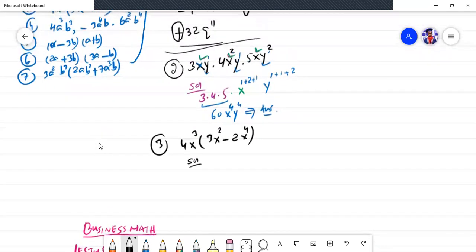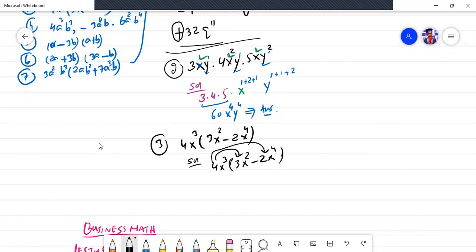Okay. So what is the solution here? 4x cube times the bracket 3x square minus 2x raised to power 4. Here this means that 4x raised to power 3 would be multiplied with the first term of the given bracket, then 4x raised to power 3 will also be multiplied with the second term of the given bracket. This is the bracket that we have been given here.